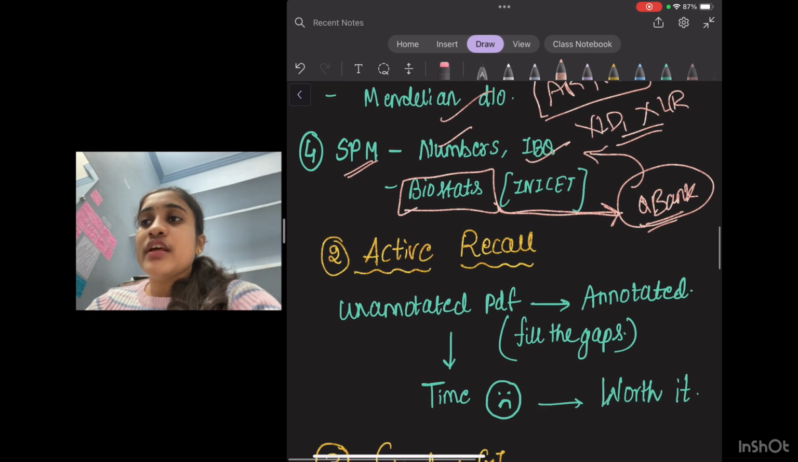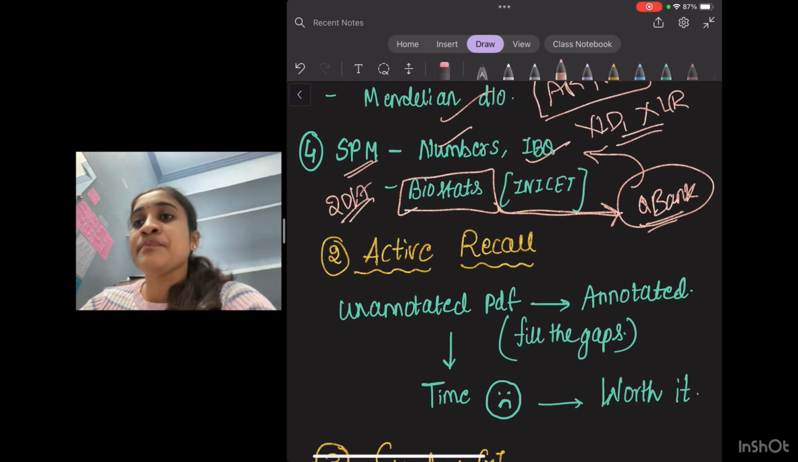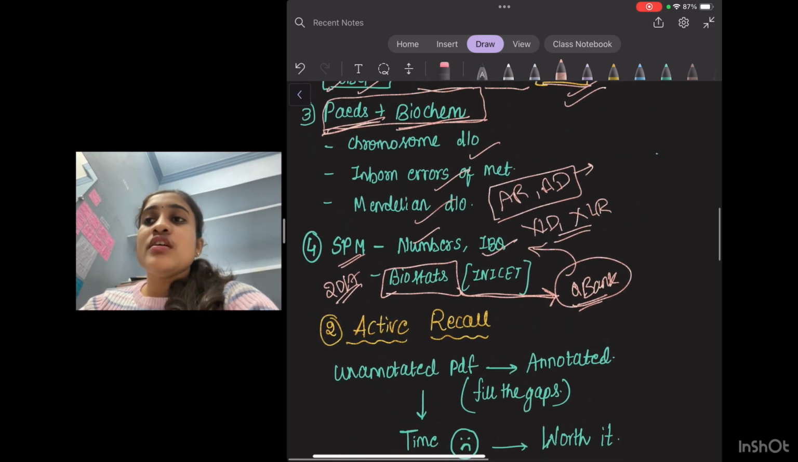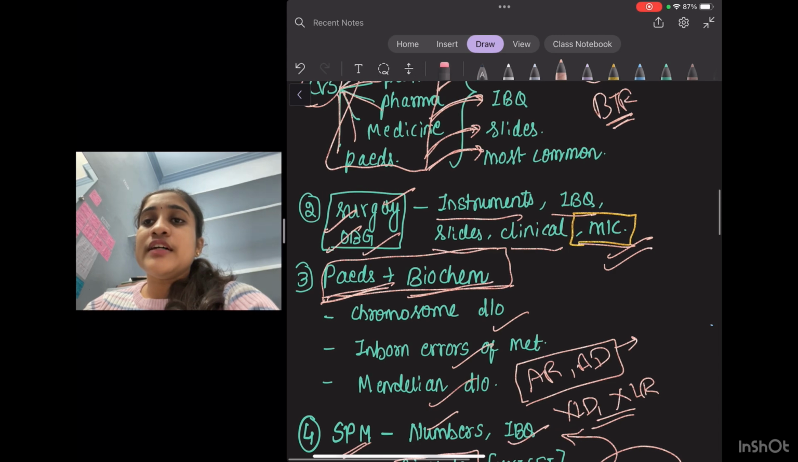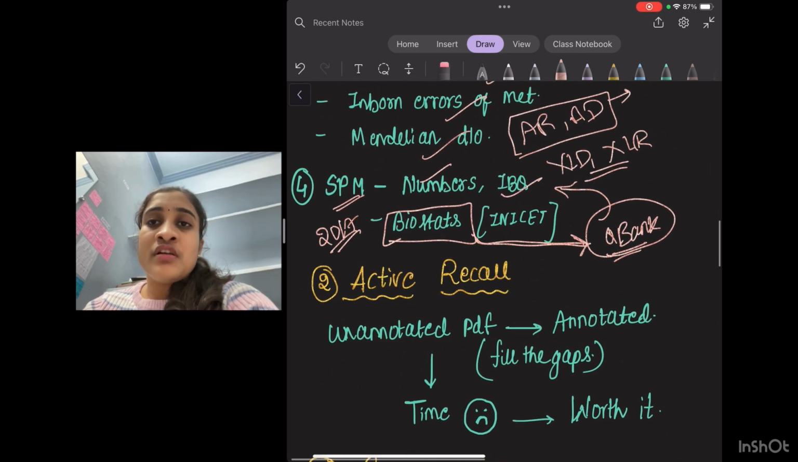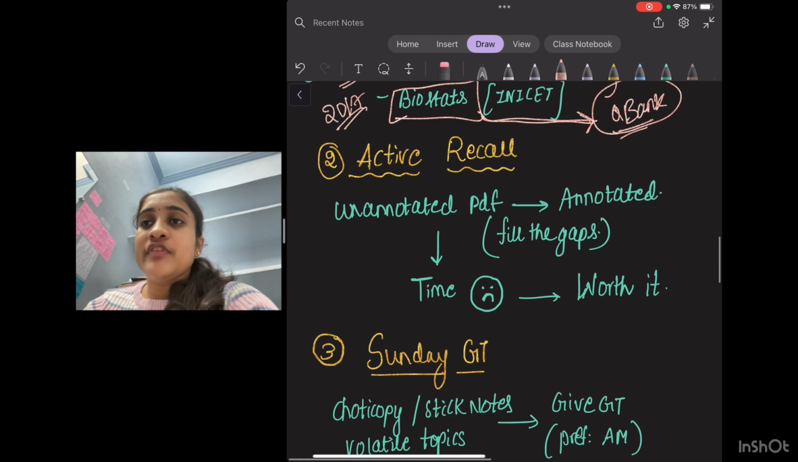So try solving from 2017, that will be useful, and it will cover almost all the topics of biostatistics. And this is all about custom modules, because doing custom modules will help you to solve questions in a particular manner, how the questions are being asked. So many people asked how to solve custom modules, so I came up with this.